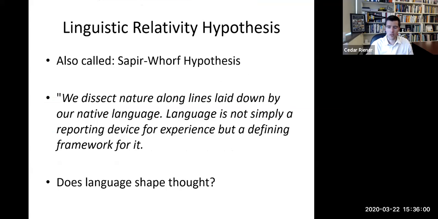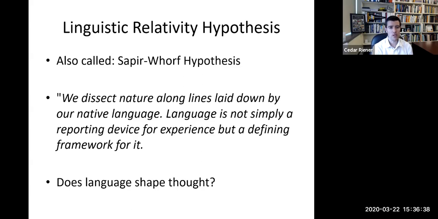Sapir and Whorf are two of the investigators who pioneered this hypothesis. And the basic idea I've put at the bottom there. The question is, does the language that we speak shape the thoughts that we can have? Does language shape thought? Obviously, what we're thinking shapes the words that we choose, right? So thought is expressed through language, but the question is, does language also shape thought?